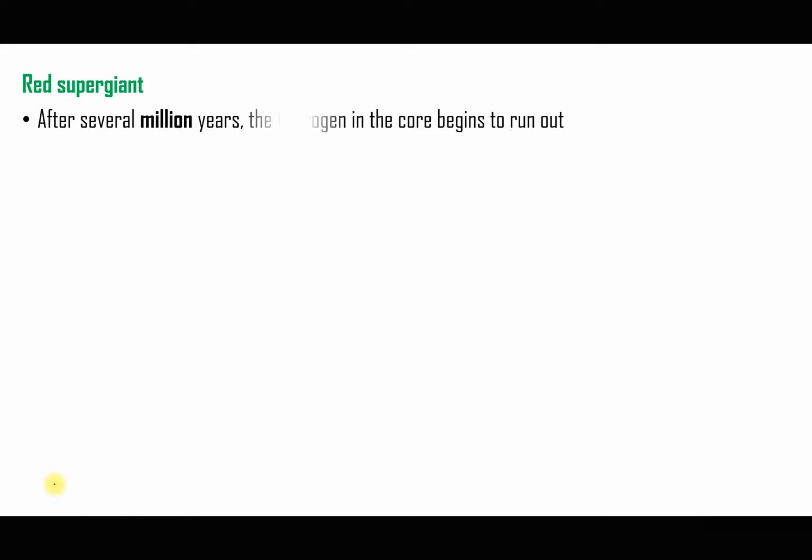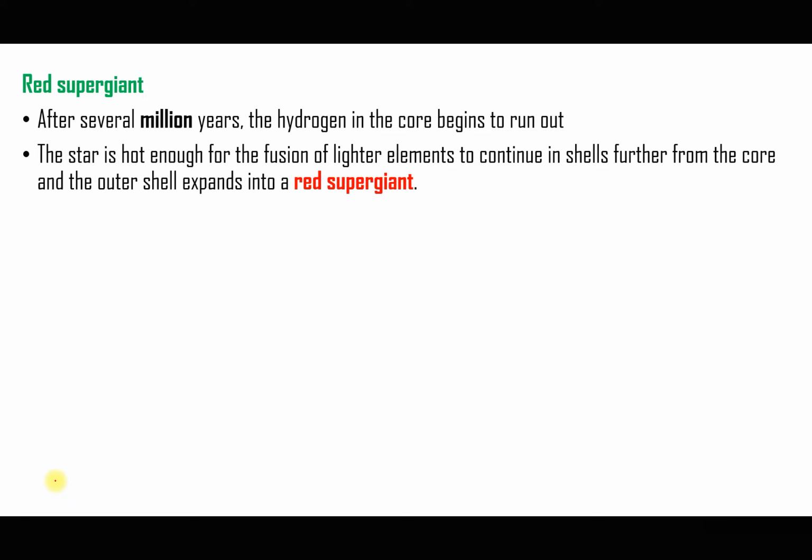After several million years, the hydrogen in the core also begins to run out, just like for the low mass stars. The star is hot enough for the fusion of lighter elements to continue in shells farther from the core, and the outer shell expands into a red giant. So hydrogen has started running out, but the star is hot enough for fusion of lighter elements to continue in shells farther from the core, and the outer shell therefore expands into what we call a red supergiant.